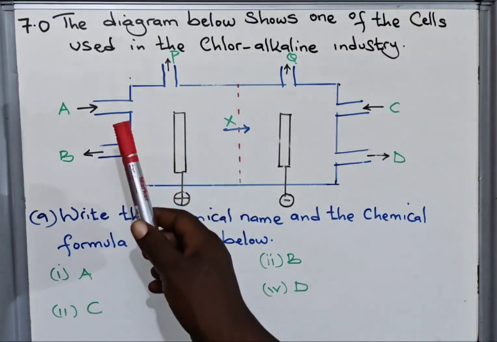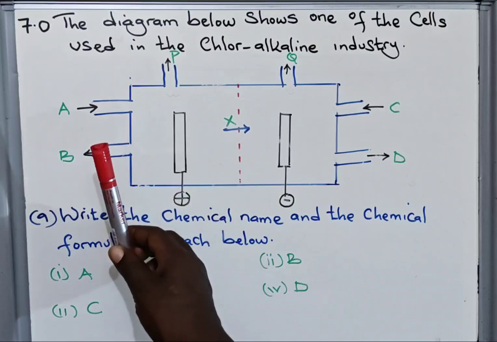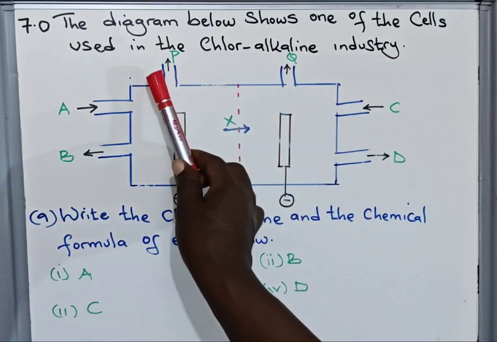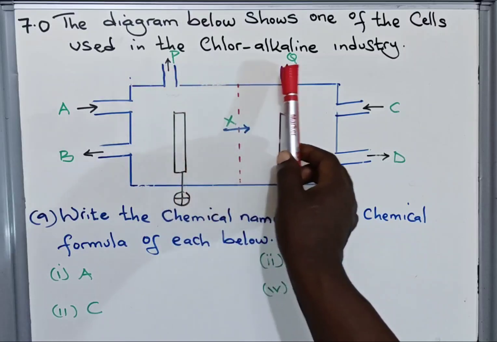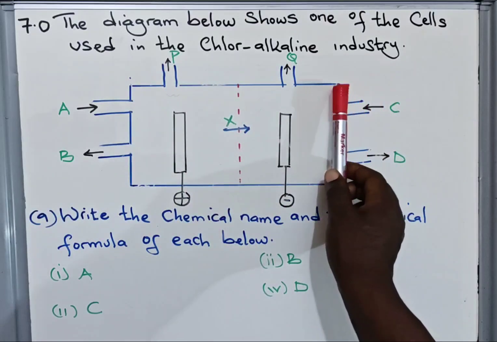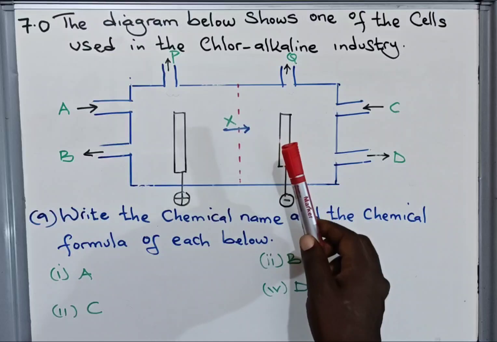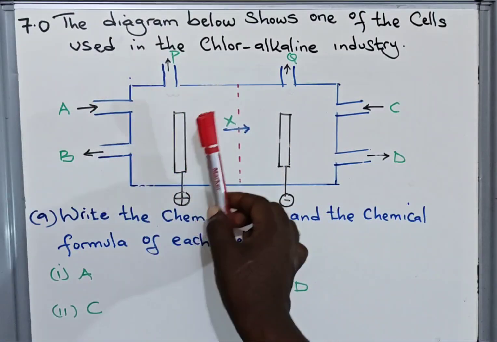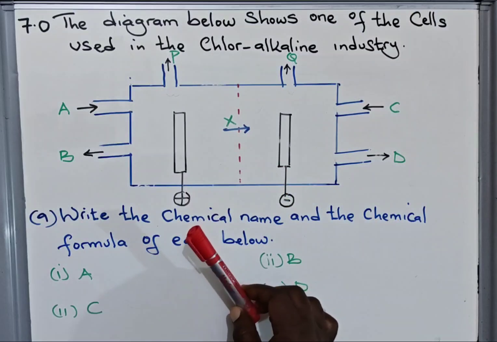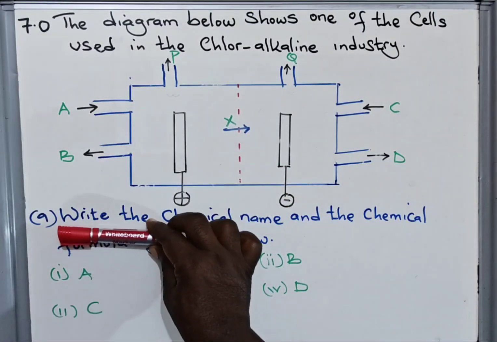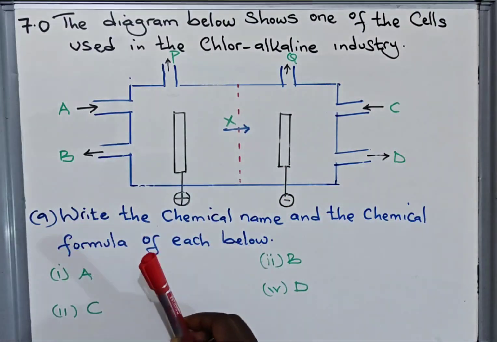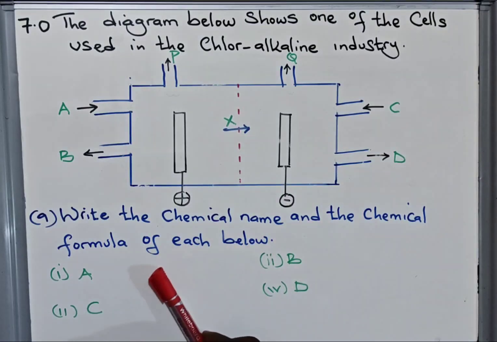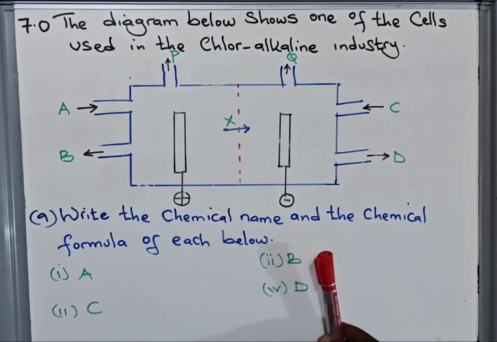Today we're looking at this question. It says that the diagram below shows one of the cells used in the chlor-alkaline industry. So this is the setup we have. We're having all these spouts indicating the entries. And then the question comes. It says, write the chemical name and the chemical formula of each below.